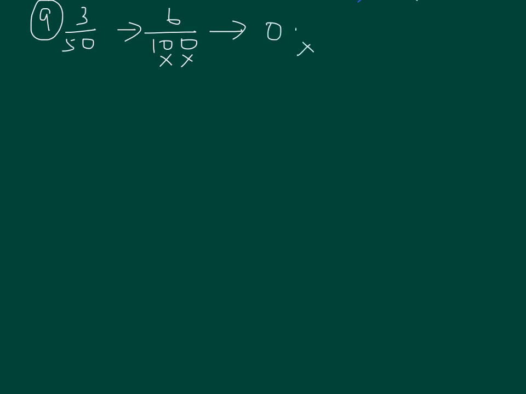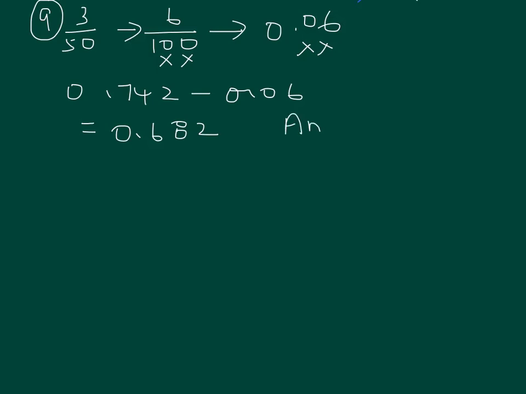Okay, now we move to question 9. Find the difference between 0.742 and 3 over 50. First of all, 3 over 50 is the same as 6 over 100. There are 2 decimal places, so 0.06. So we have to take 0.742 minus 0.06, and our final answer will be 0.682. So for question 9, the answer is 0.682.